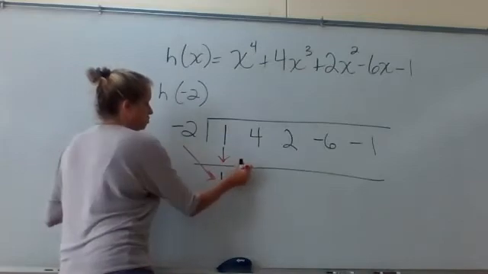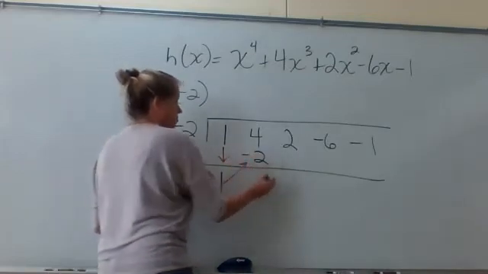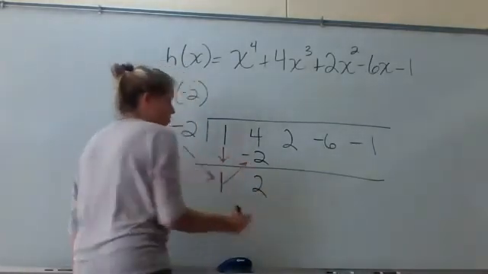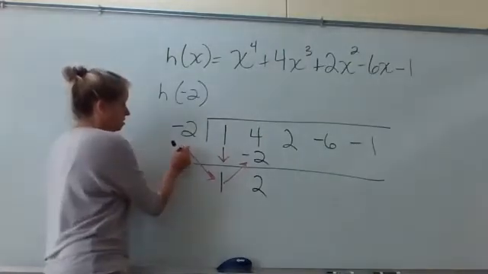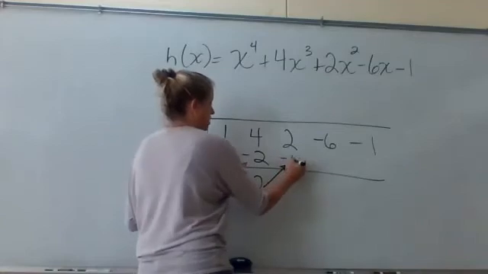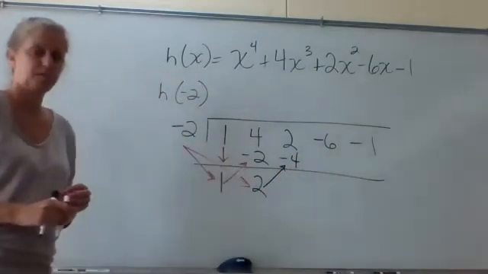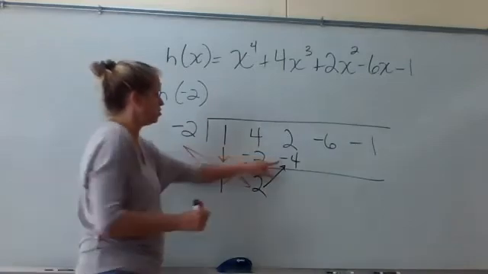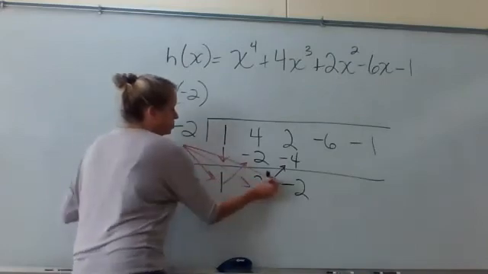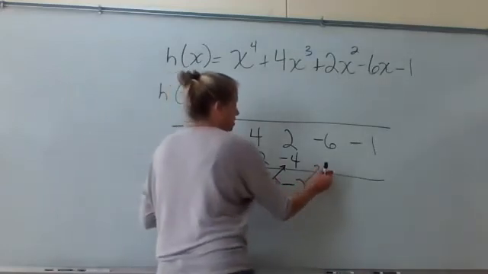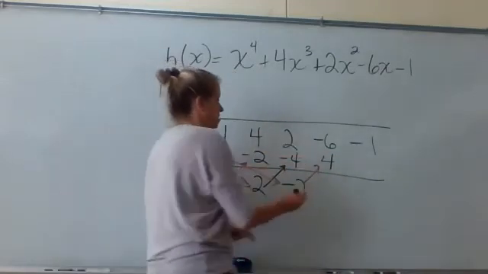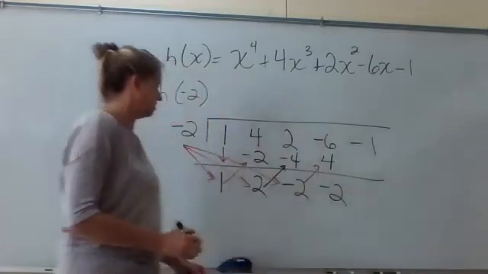Negative 2 times 1 gives me negative 2. Add it straight down. 4 and negative 2 gives me 2. Multiply here. Negative 2 times positive 2 is negative 4. Add that straight down. 2 and negative 4 is negative 2. So when I multiply here, negative 2 times negative 2 gives me positive 4. Add that straight down. Negative 6 and positive 4 is negative 2 again.